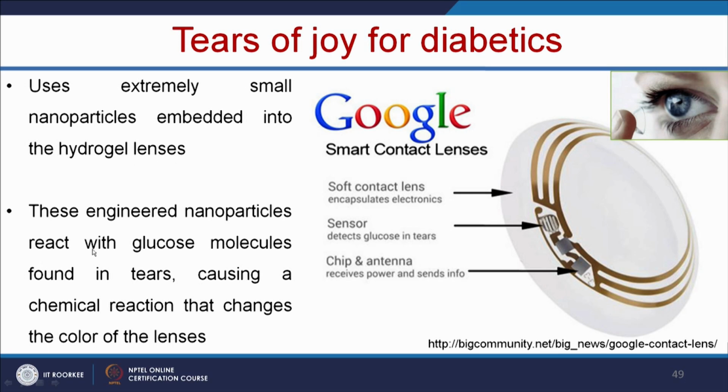And these engineered nanoparticles react with the glucose molecules in the tears, and it causes a chemical reaction that changes the color of the lenses. These tiny sensors will send the information about the blood glucose to your mobile phone, and also the color of the contact lens gets changed. So based on the color also we will get an idea what the sugar level in the blood is.